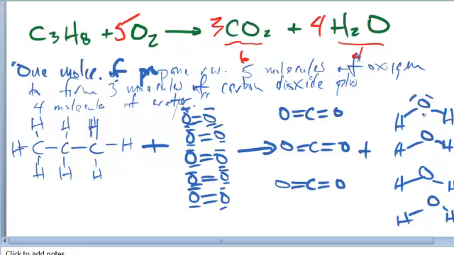Okay, and we realize that there are 2 non-bonding electron pairs on each oxygen. So there you have it. This is what's really going on. If you want to burn 1 molecule of propane in oxygen, well, buddy, it's going to take you 5 molecules of oxygen to do that. But what you'll get out of the deal is 3 molecules of carbon dioxide, 4 molecules of water.